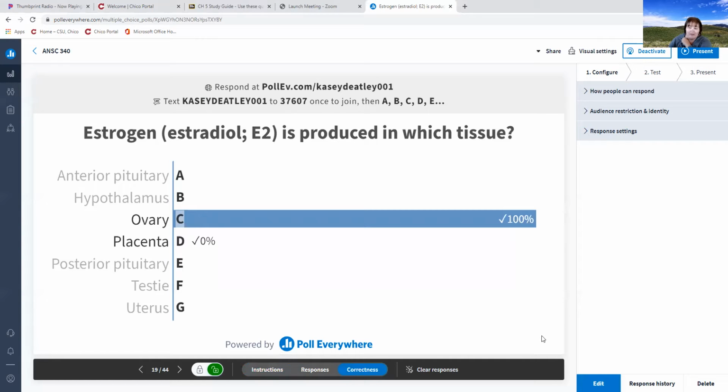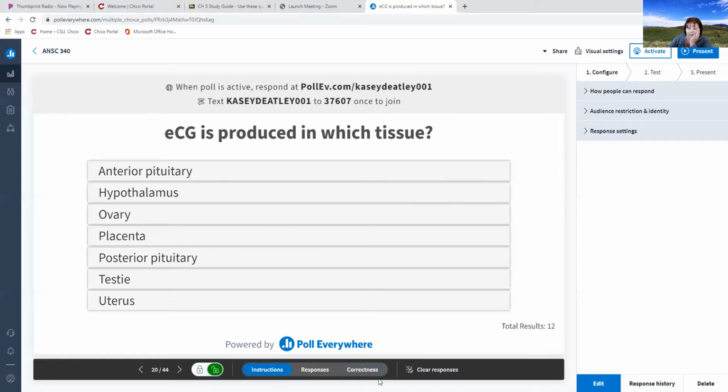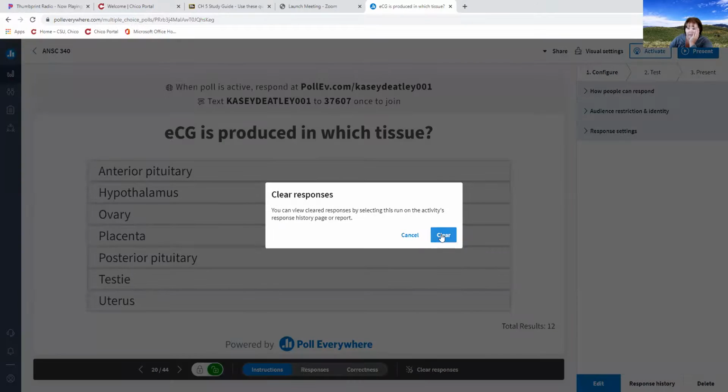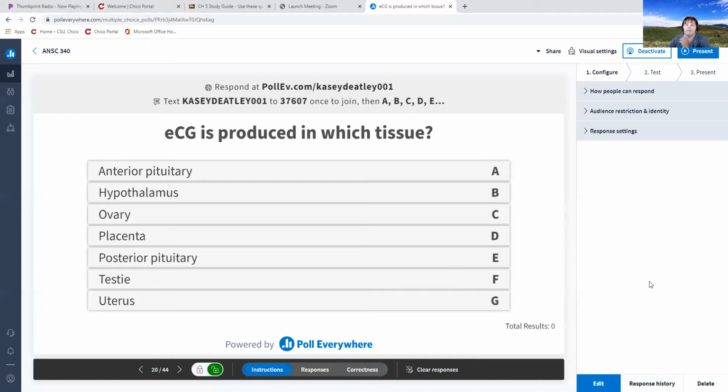The placenta is also where estradiol will be produced, but we just haven't talked about it in too much depth, so I'm okay if you guys didn't get that one. All right, let's go to the next one. Unlock, do instructions, clear responses, and activate. Okay, so eCG, or equine chorionic gonadotropin, is produced in which tissue?